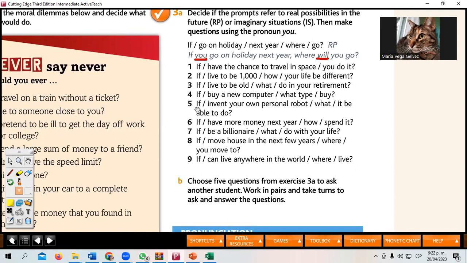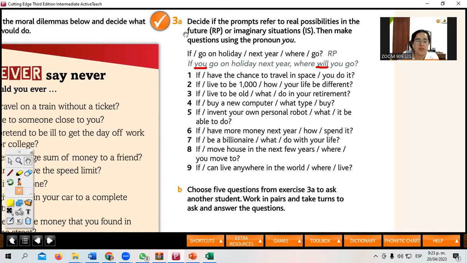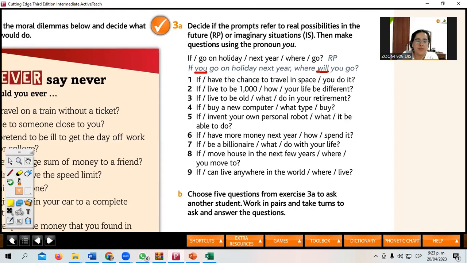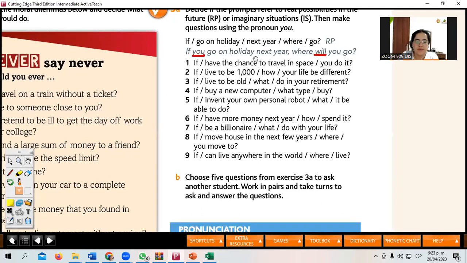Maria Alejandra, number 5. If you invent your own personal robot, what would you be able to do? Yes, if you invented, so is in past, es el segundo condicional. If you invented your own personal robot, what would it be able to do? Ahorita les muestro todas las respuestas de nuevo. What would it be able to do? 6, Manuel. If you have more money next year, how will you spend it?